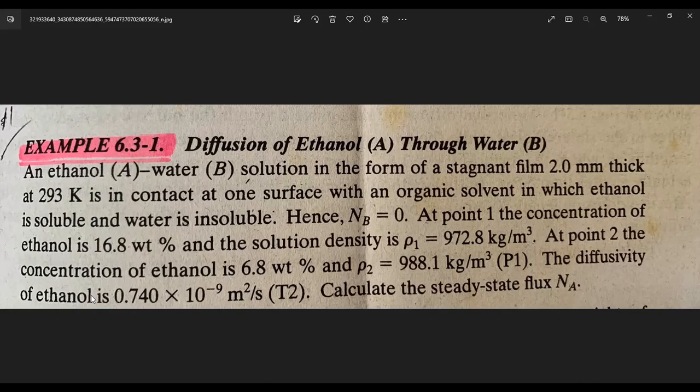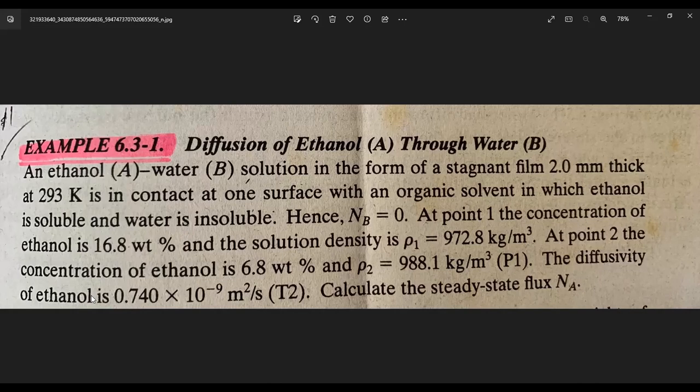Now, it's in the form of a stagnant film, 2.0 mm thick at 293 Kelvin, and it is in contact at one surface with an organic solvent, which is ethanol, in which ethanol is soluble. So it's in contact with an organic solvent, not specified. Ethanol is soluble, but water is not. So in this case, your N_B, your flux for B, which is water, is 0 because it's not diffusing through this particular organic solvent.